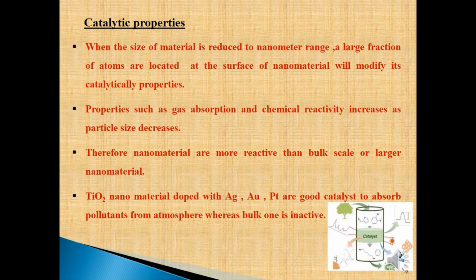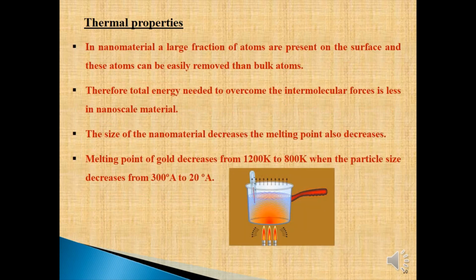Lastly, the thermal properties. In nanoscale, a large fraction of atoms are present on the surface, and because of that, these atoms can be easily removed when compared to bulk atoms. Therefore, the total energy needed to overcome the intermolecular forces is less in nanoscale material. As the size of the nanomaterial decreases, the melting point also decreases. The melting point of gold decreases from 1200 Kelvin to 800 Kelvin when the particle size decreases from 300 angstrom to 20 angstrom.